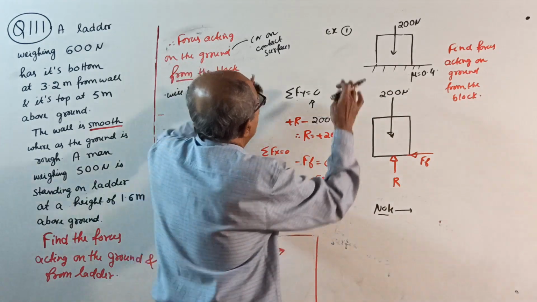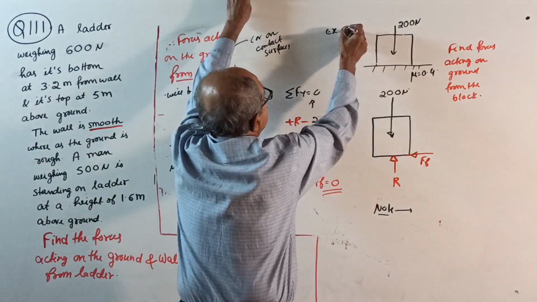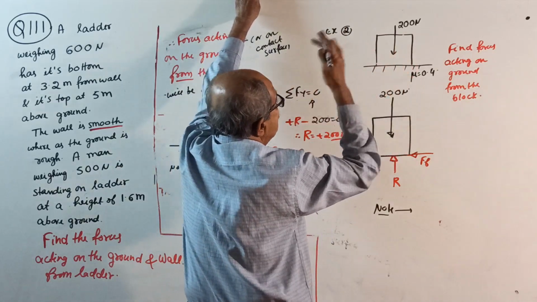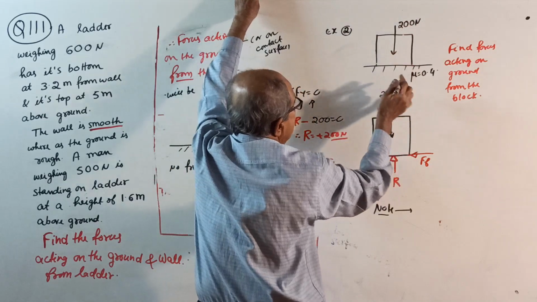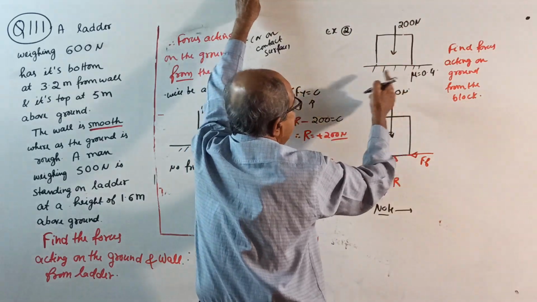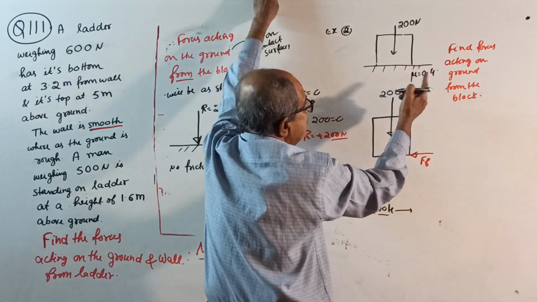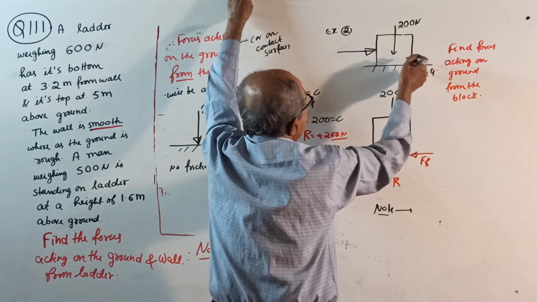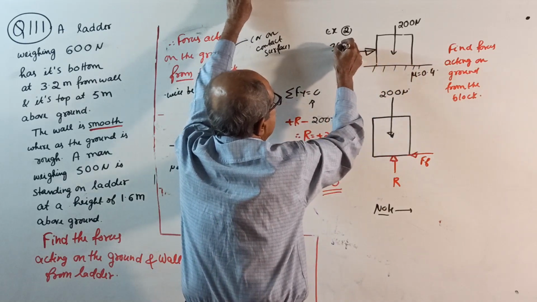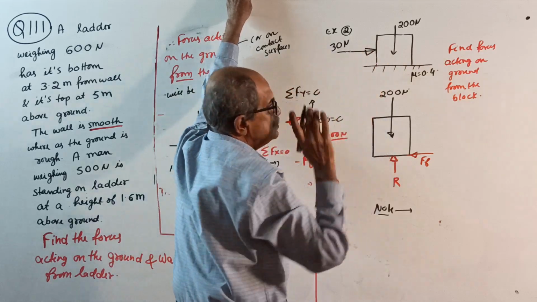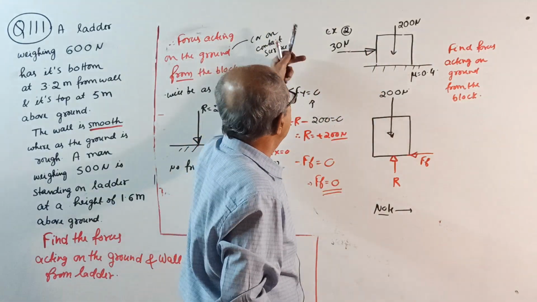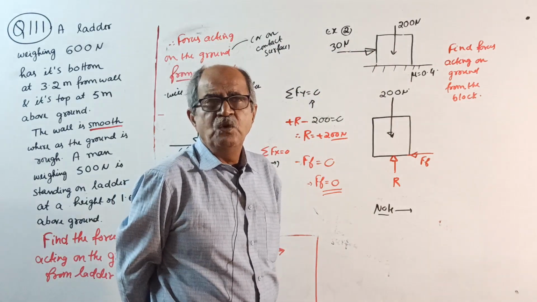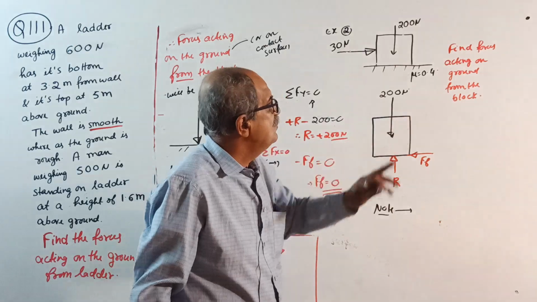Now I'll go for example 2. I will take 4 questions. A block weighing 300 Newton is placed on this surface, with a horizontal force of 30 Newton applied to the block like this. Find the forces acting on the ground from the block.